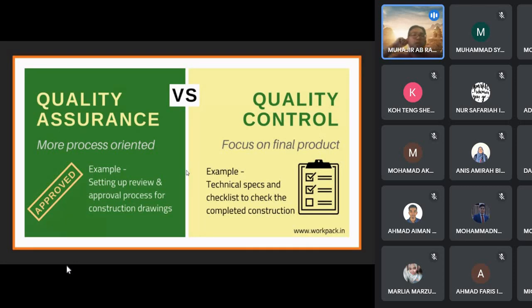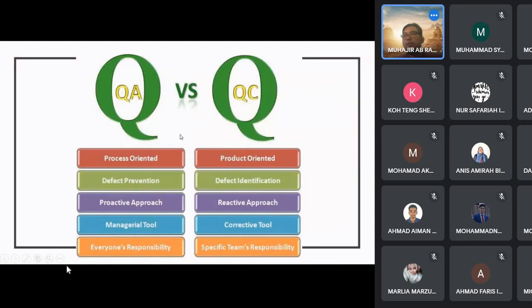But quality control is quite straightforward. You just focus on the final product. You just look at the final product and measure it based on a checklist. If you look here, the difference between QA and QC is that one is process-oriented and the other is product-oriented. Quality control cannot prevent failure, but quality assurance can prevent it. We can consider this a proactive approach, while quality control is a more reactive approach.